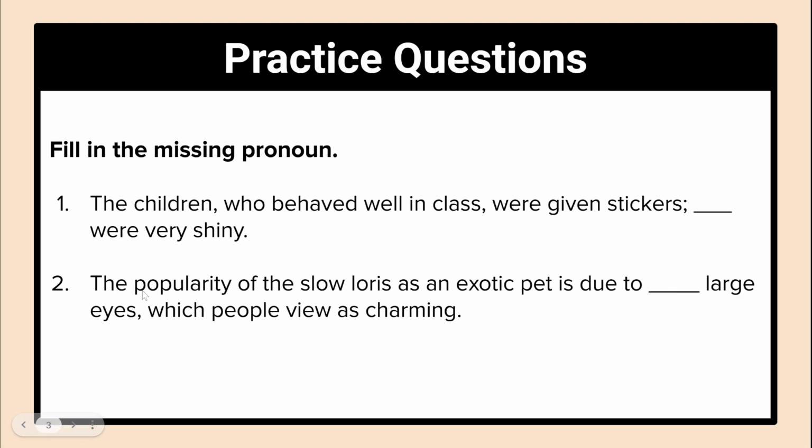Number two, the popularity of the slow loris as an exotic pet is due to its large eyes, which people view as charming. Now the question is, am I referring to its with the apostrophe or without the apostrophe? The correct answer here is without the apostrophe, because over here we're looking at the possessive.